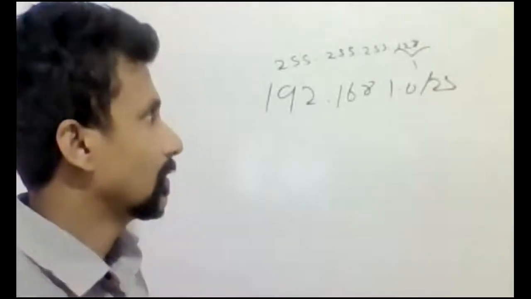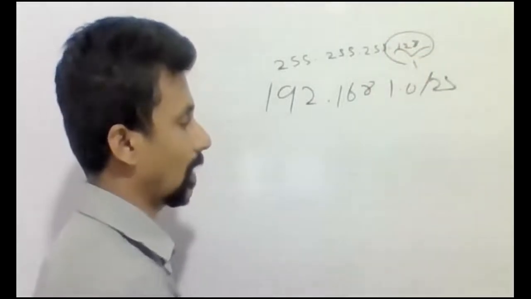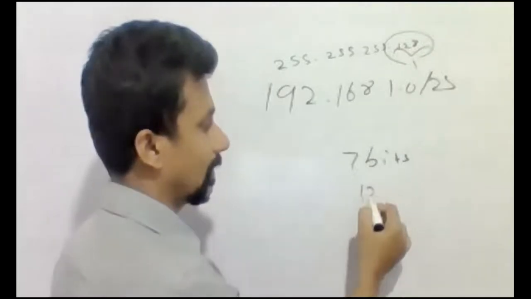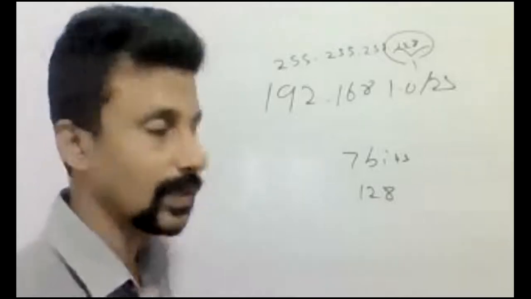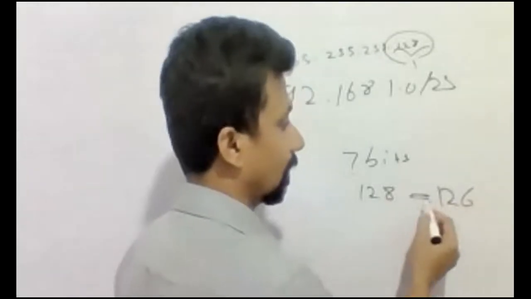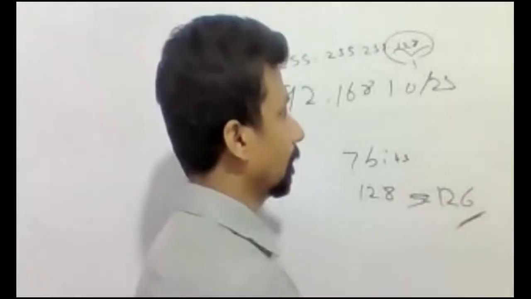So for the ICT unit you are taking 128. That means you have 7 bits for the host. That means 2 to the power 7 is 128. But usable hosts, you have to subtract 2, then 126. That is the answer for the first one.